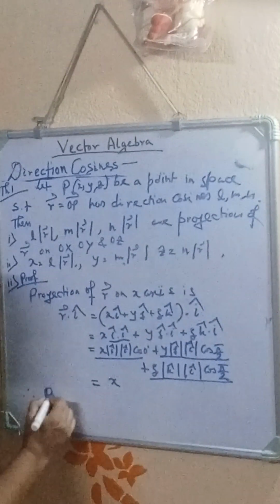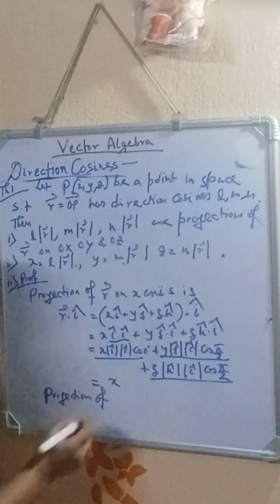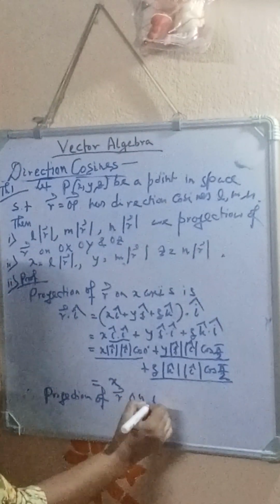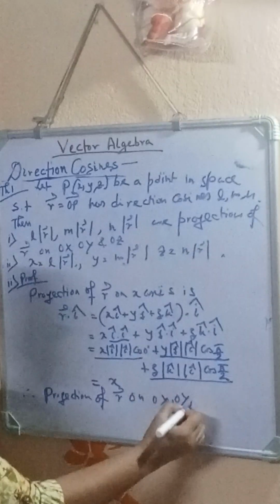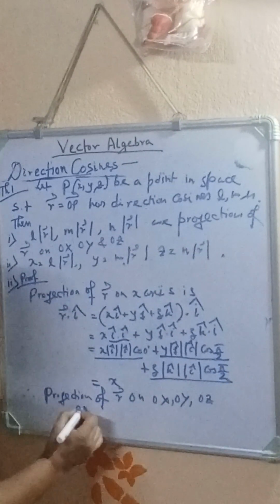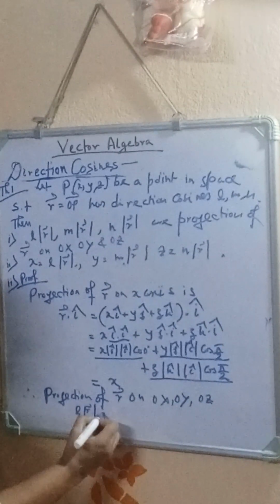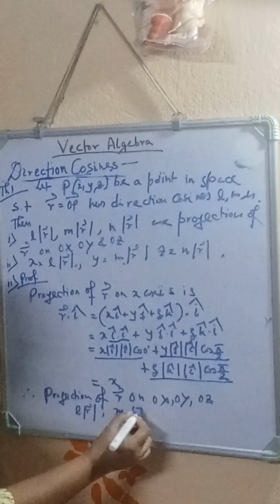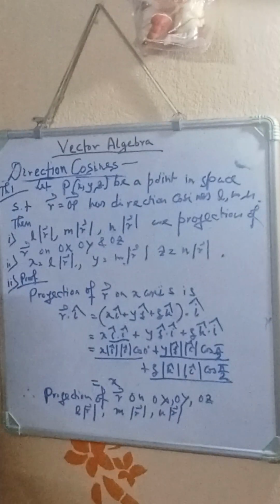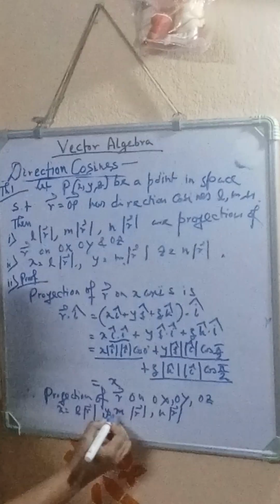Therefore, the projections of r vector on OX, OY, OZ are l|r|, m|r|, n|r|.